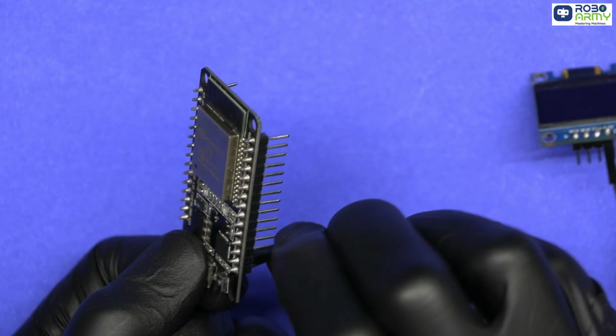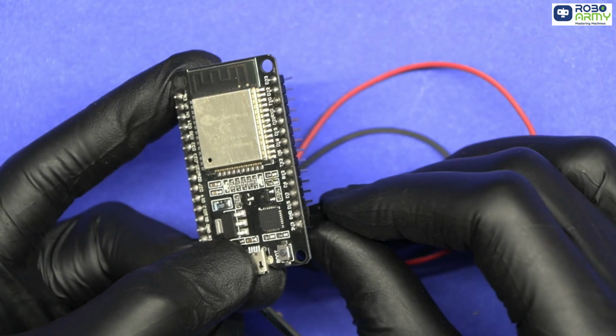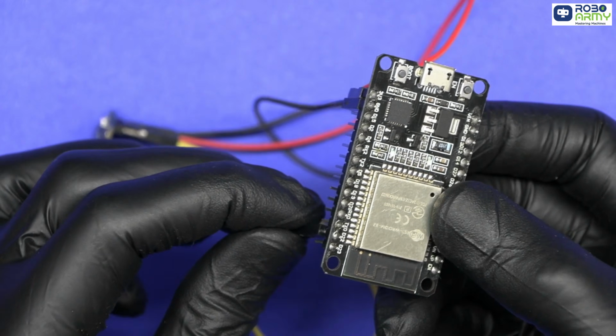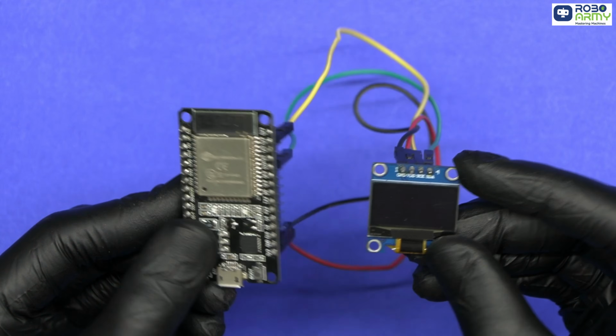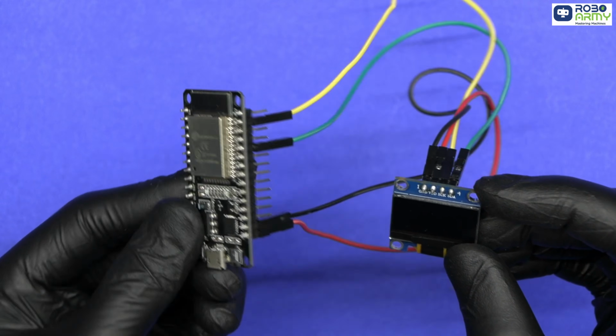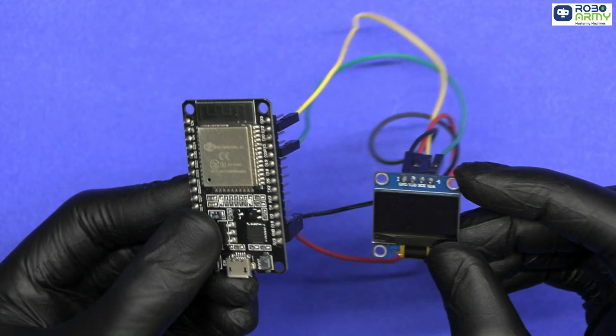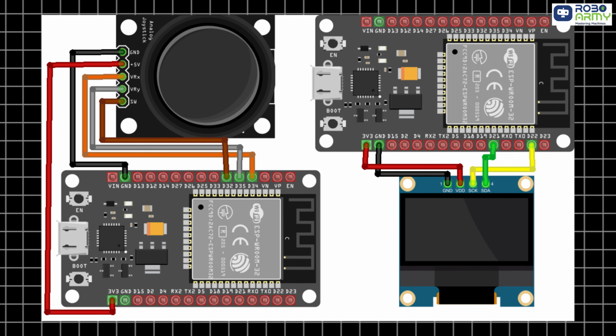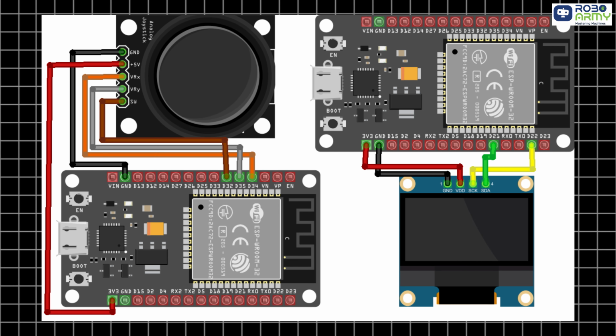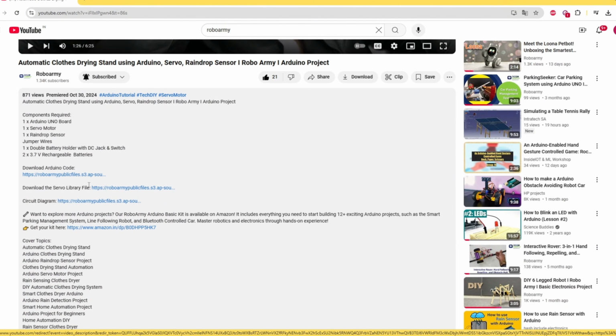GND to GND, VDD or VCC to 3.3 volt, SCK to GPIO 22, SDA to GPIO 21. This ESP32 receives the joystick directions via Wi-Fi and moves the snake accordingly on the OLED display. Double check the wiring according to the circuit diagram before proceeding. Now download two code files given in the description below.